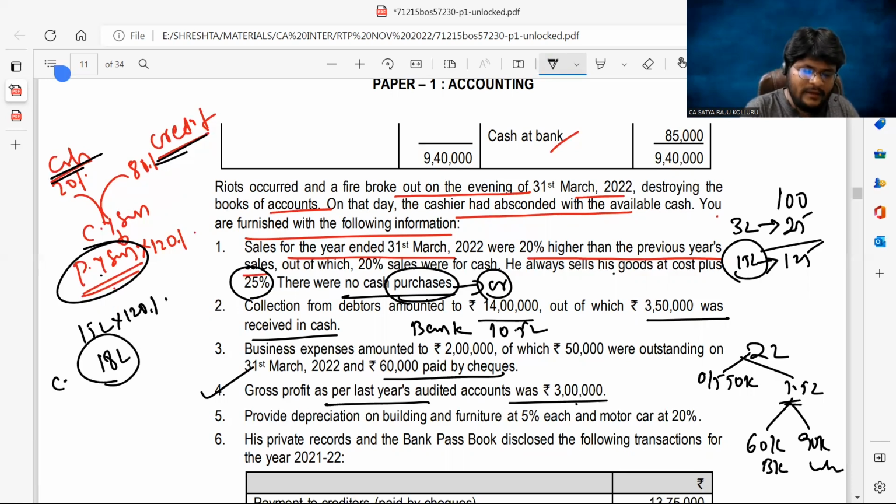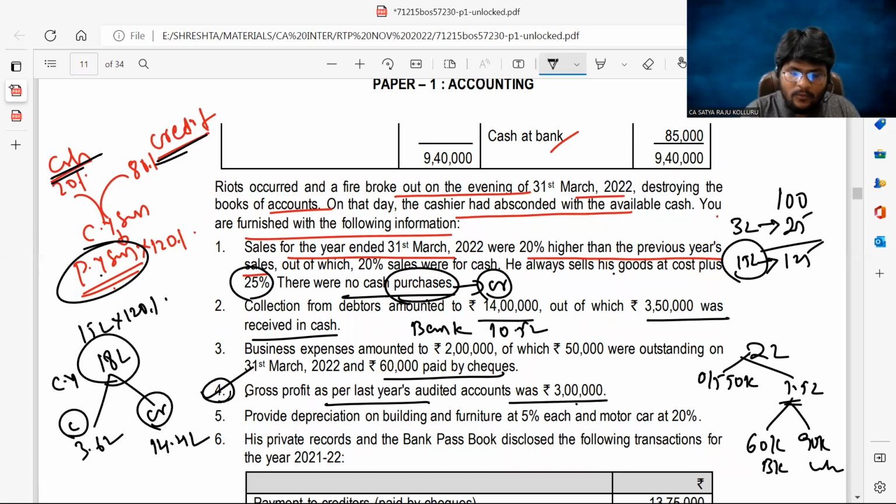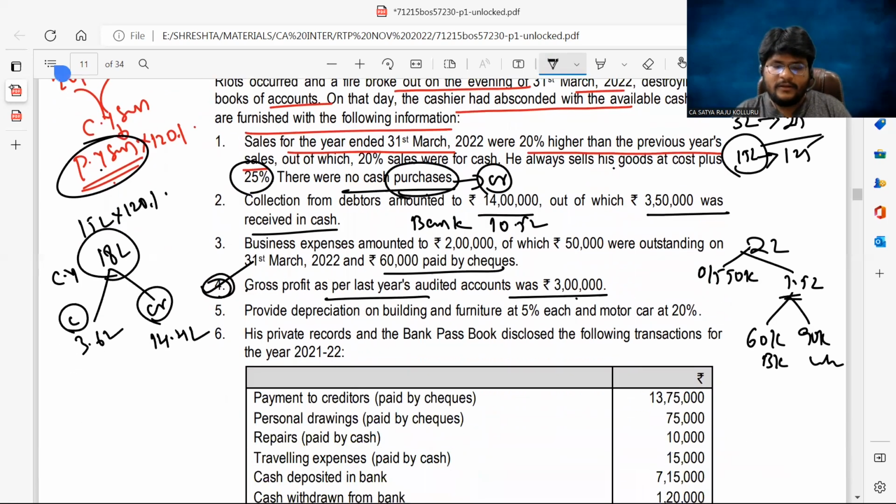If current year sales are 18 lakhs, out of which cash sales are 3.6 lakhs, then credit sales are 18 into 80%, 14.4 lakhs. Is it okay, guys? So this information provided, point number 4, provided information related to last year sales from which we can easily find out current year sales.